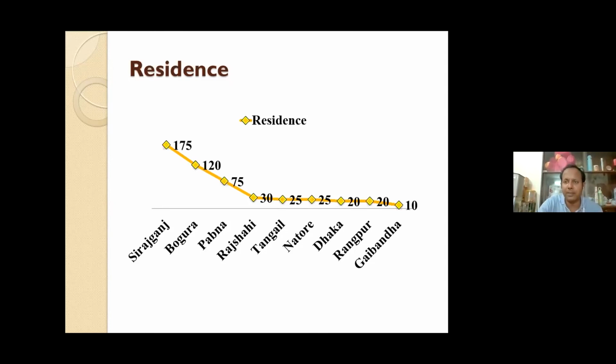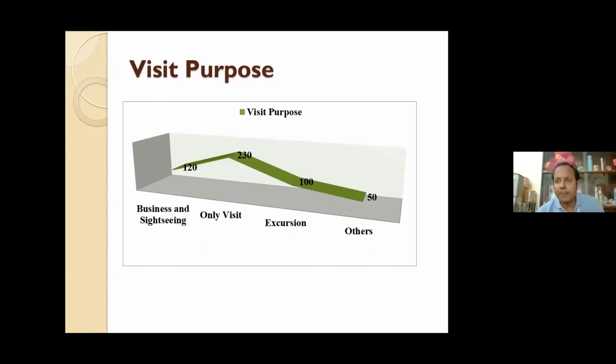So that means many people used to visit the museum from different districts or different parts of Bangladesh, as well as some people used to visit from outside of Bangladesh. As for the purpose, the maximum respondents, 230, responded that they visited only for visiting, nothing else. Their intention was to visit and explore the Rabindra Kachari Bari Museum.